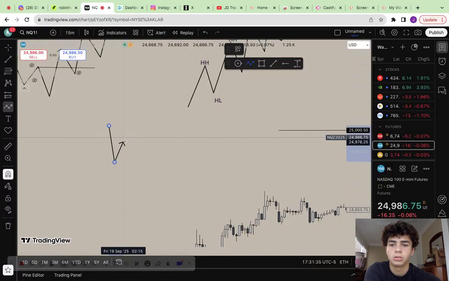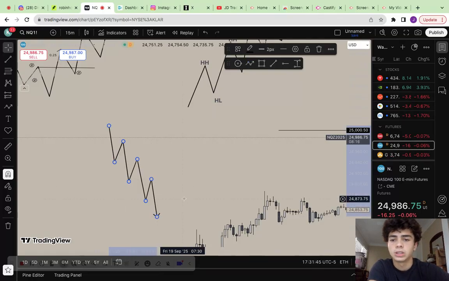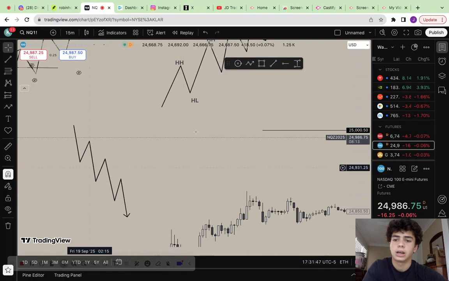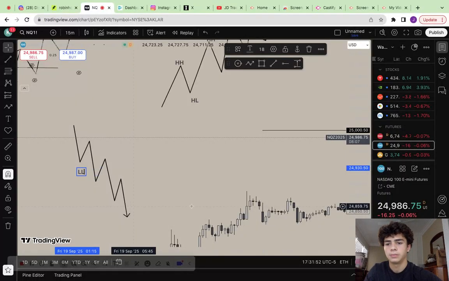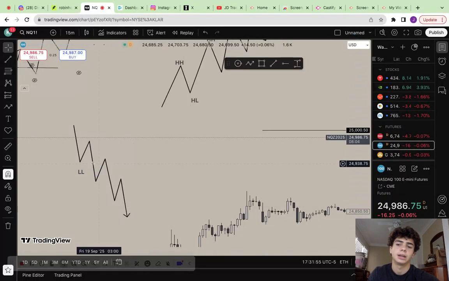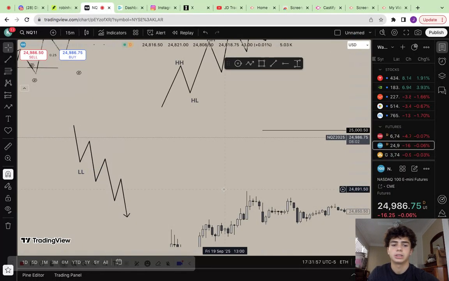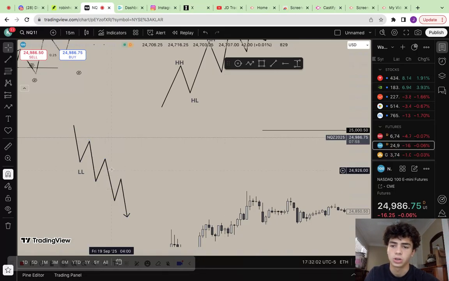Lower low, lower high, lower low, lower high, lower low, lower high. All right, lower low. So as you can see, a downtrend consists of lower lows and lower highs. Pretty simple. It's just a pattern, and obviously, when you're looking at candlesticks, it's not going to be a completely perfect lower low like this arrow drawing I'm drawing.